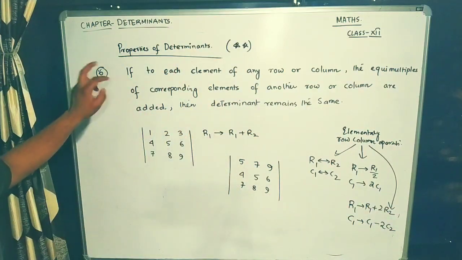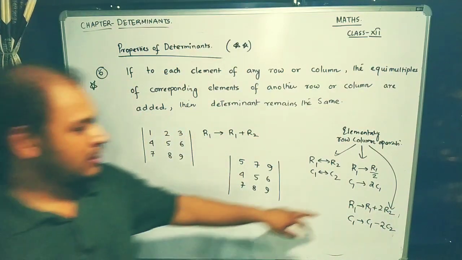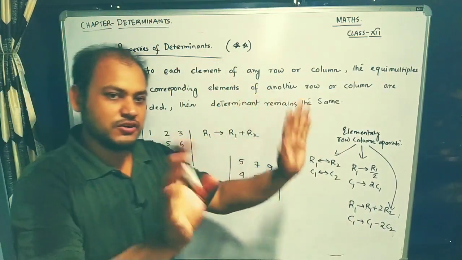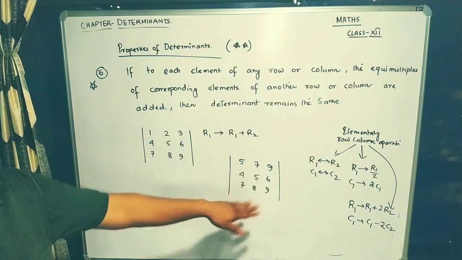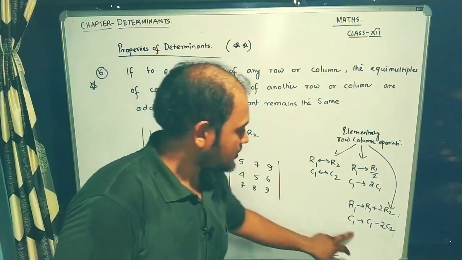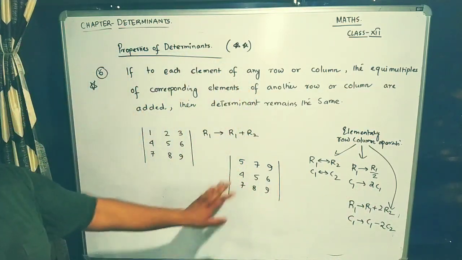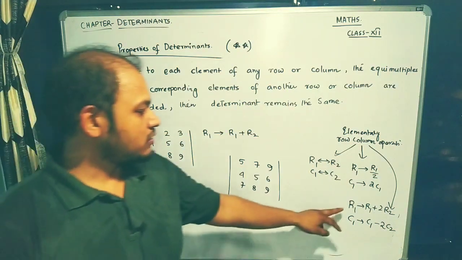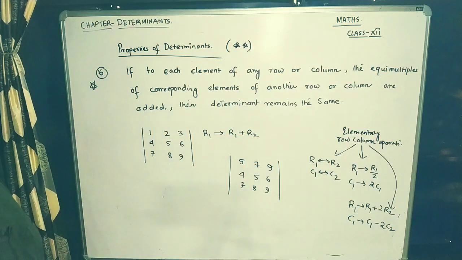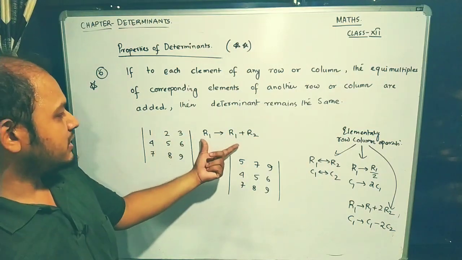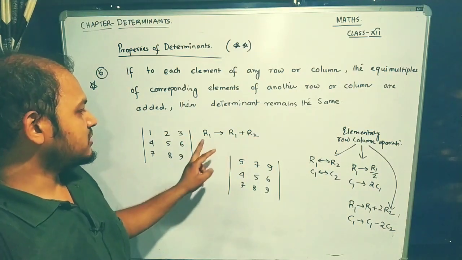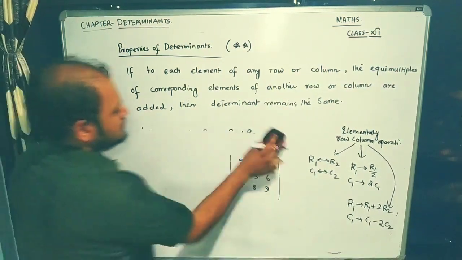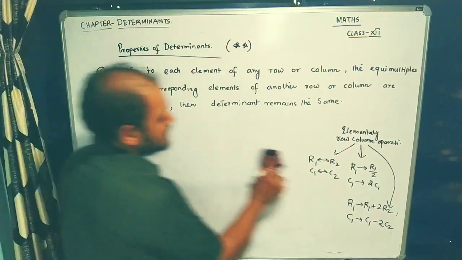And property number 6 of determinants tells you, if you perform this operation on any matrix, then its determinant does not change. Its determinant remains the same. No matter how many operations you perform on that determinant, its determinant will not change, provided that you perform this operation only once each time. That means if you are changing one row, then at this step you should change it only once. Okay. Now let us solve some examples and see how we are applying this property.